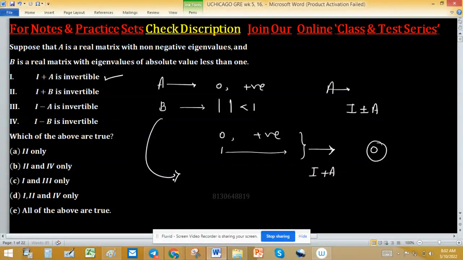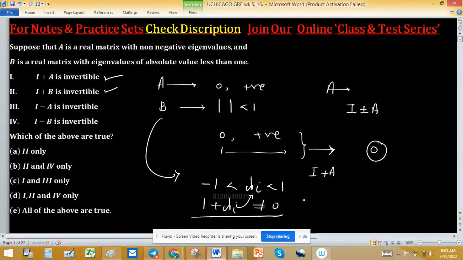Because the eigenvalues of B have absolute value less than 1, it means the eigenvalues lie in this interval, suppose represented by lambda i. Then after adding 1 to each eigenvalue, 1 plus lambda i will never be 0, because whatever value we choose for lambda from this inequality, we will never get 0. It means I plus B is also invertible.